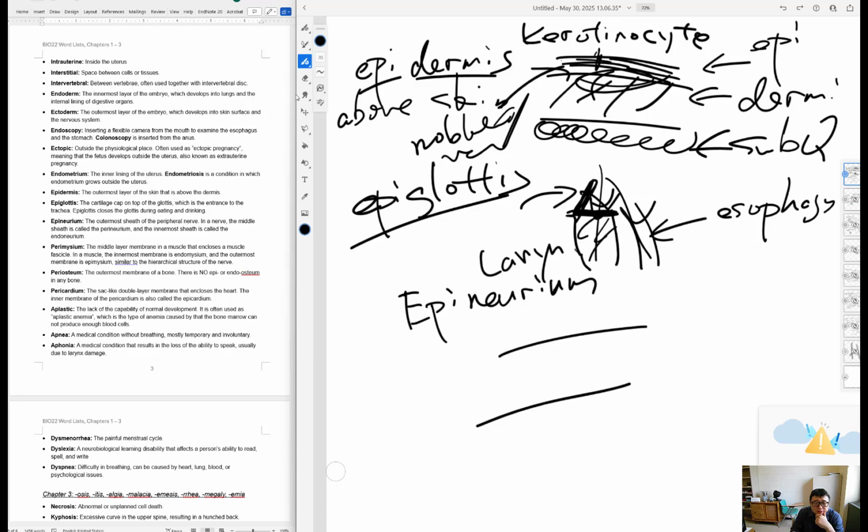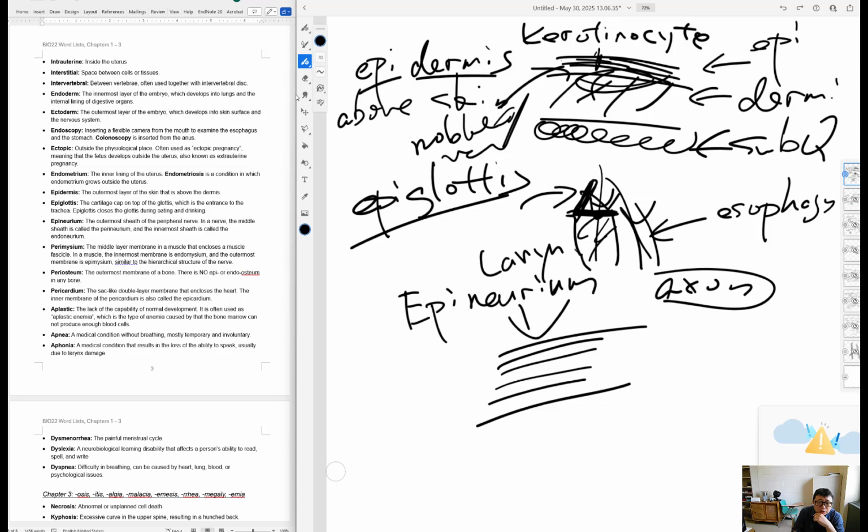This is the epineurium, basically the outermost layer of the nerve. It's more complicated because a nerve is bundled axons. I've heard axon before. Axons are very long, and different axons bundled together form nerves. And nerves are organized in a very special way.